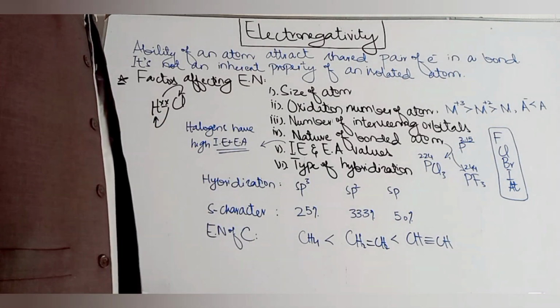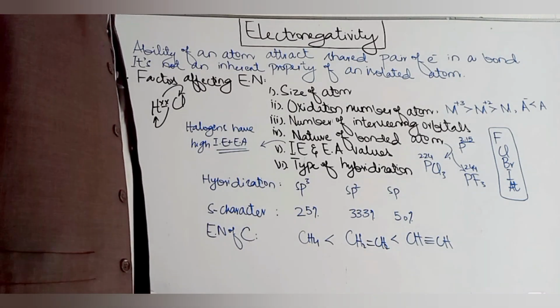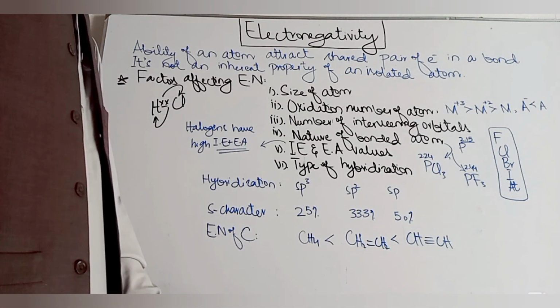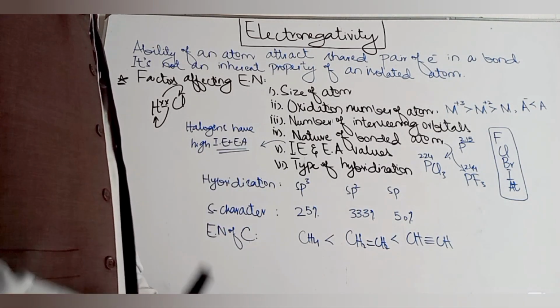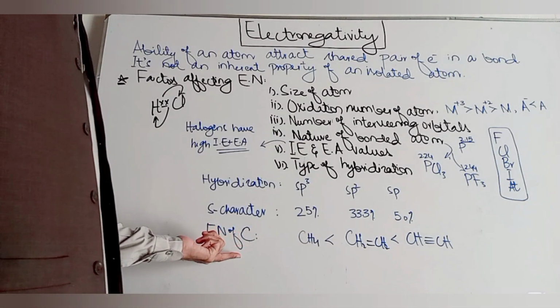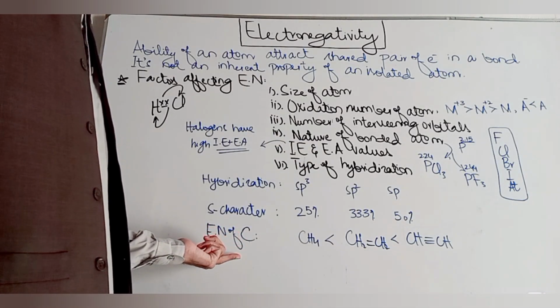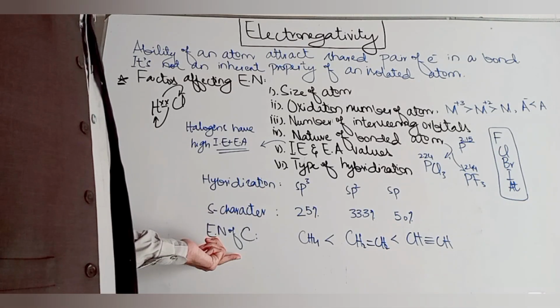The most important thing about electronegativity is that it is not an inherent property of an atom or an element, but it's the property of an atom within a molecule. So you can say that an isolated atom has no electronegativity, because as long as it's not bonded to another atom, it cannot have a shared pair of electrons, and so how is it possible to attract that electron pair?